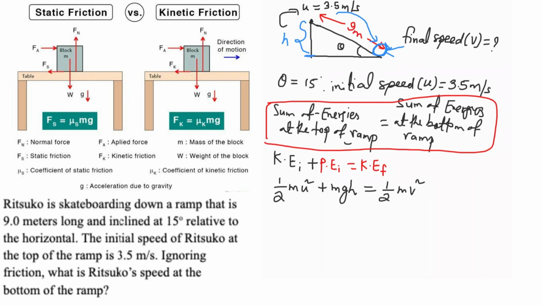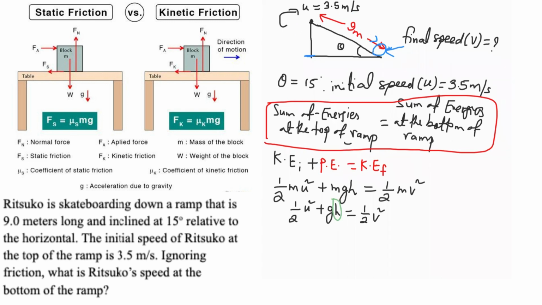Now we can take m common from the left side, and we will get half u square plus g h is equal to half v square. This m is on all sides, so I will take m common and just remove it from all sides, cancel that out. Now, here I got a new thing called h, but in the question the value of h is not given. For that, we have to do some concept now.